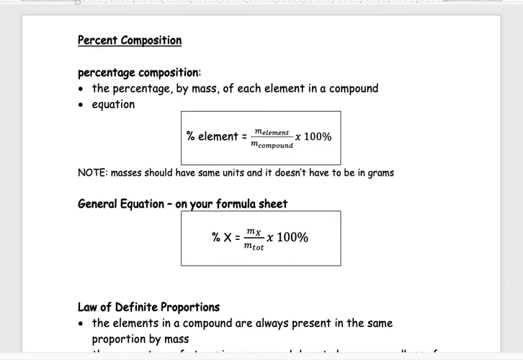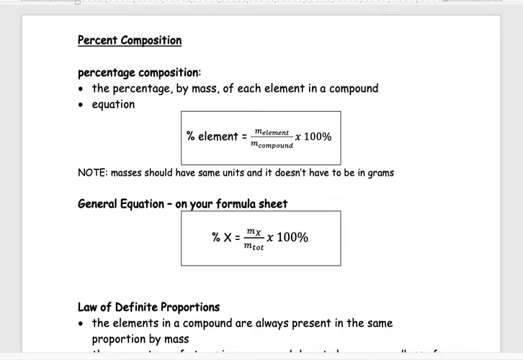Today we're going to be learning about percent composition. In order to find percent composition, it's kind of like asking what percent you got on your test. You're trying to figure out how many questions you got correct out of how many questions there were on the test.